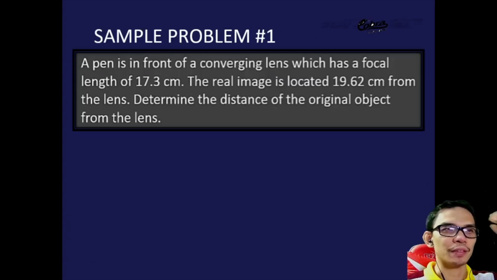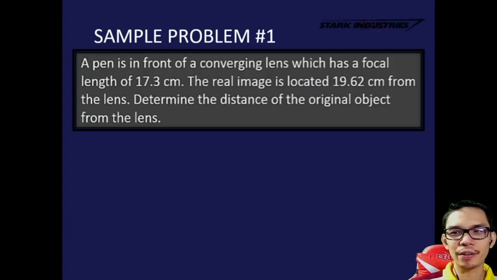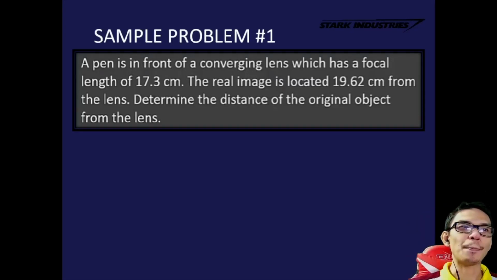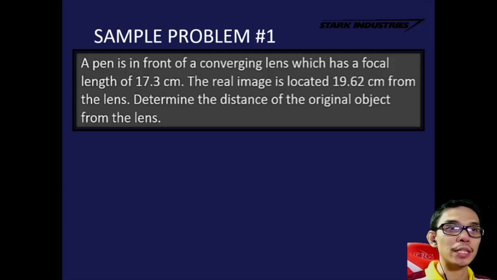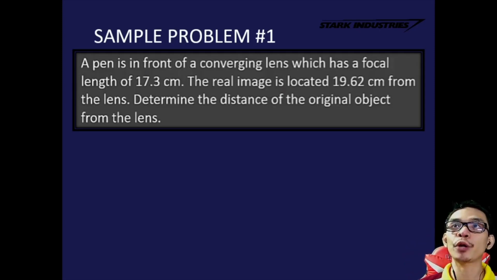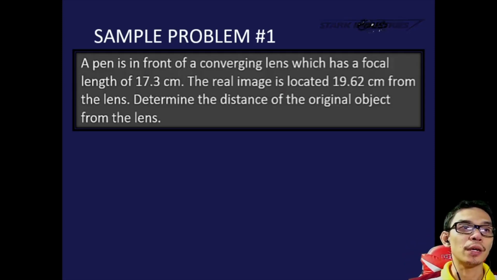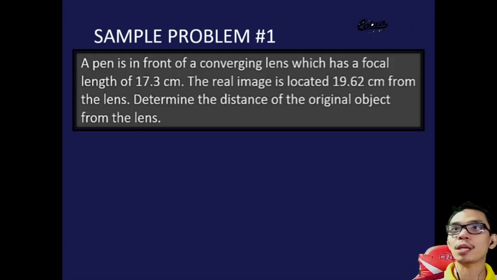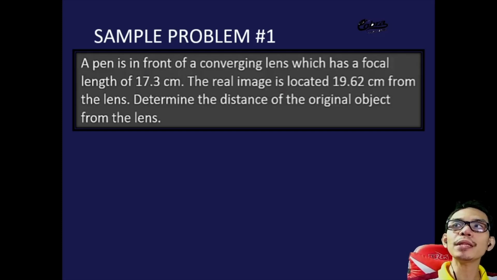Okay, so there you have it. So sample problem number 1. A pen is in front of a converging lens which has a focal length of 17.3 centimeter. Now, the real image is formed or located at 19.62 centimeter from the lens. Determine the distance of the original object from the lens.